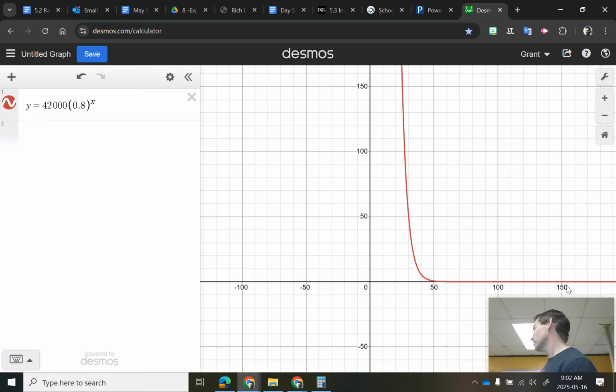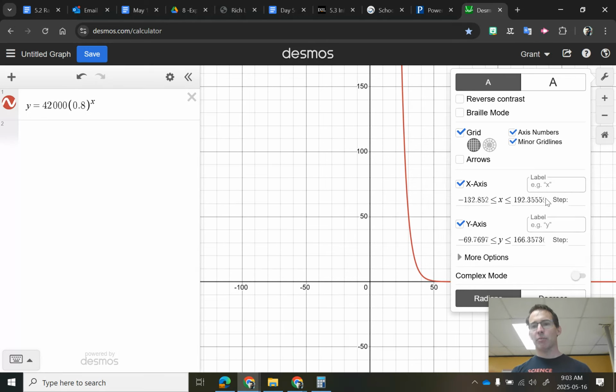Am I going to own this? Is that a reasonable domain for this function? How much am I going to be able to sell this Ford Mustang in 150 years? I'm not interested in that domain. So I go in here to the wrench and I adjust my x-axis and my y-axis appropriately.